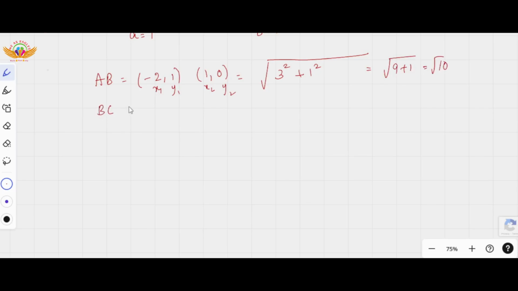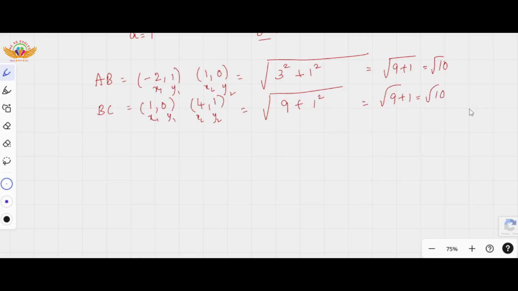Now what is BC? B point is 1 comma 0 and C point is 4 comma 1. We found out the b value is 1 right here, that's what I have substituted here. This is x1, y1 and this is x2, y2. 4 minus 1 is 3, 3 square 9, again 1 square, that is root of 9 plus 1, that is equal to root 10.